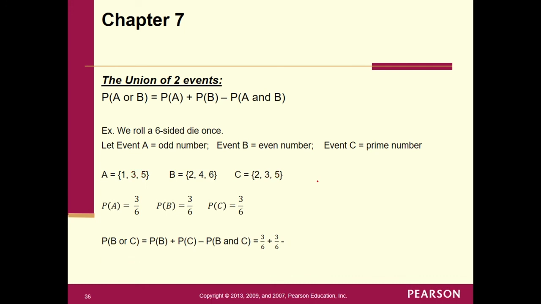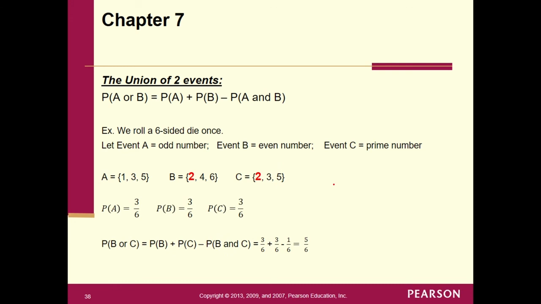How about B or C? We would start with the probability of B. That would be 3 out of 6. Probability of C, again, 3 out of 6. What's the intersection between the two? What essentially got counted twice? What got counted twice was the 2. And so there's 1 out of 6. We would subtract that out, and so we have 5 out of 6.